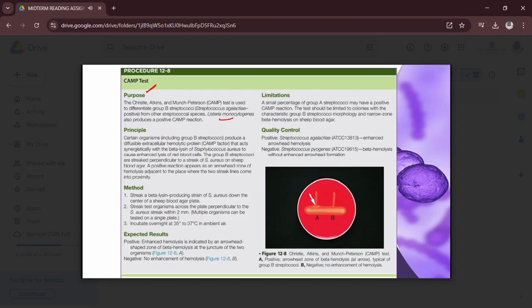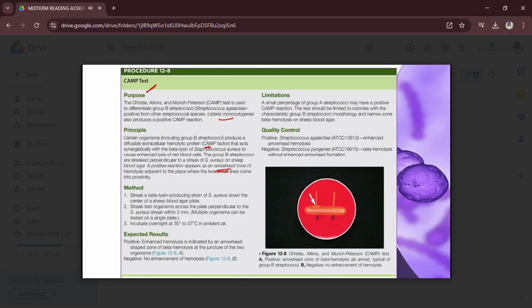What happens here, meron kang CAMP factor. This is a diffusible extracellular hemolytic protein. It will combine with the beta-lysin of the Staphylococcus aureus, and the result will be an enhanced lysis of red blood cells. Yung enhanced lysis na yon appears as an arrowhead zone of hemolysis adjacent to the place where the two streak lines come into proximity.